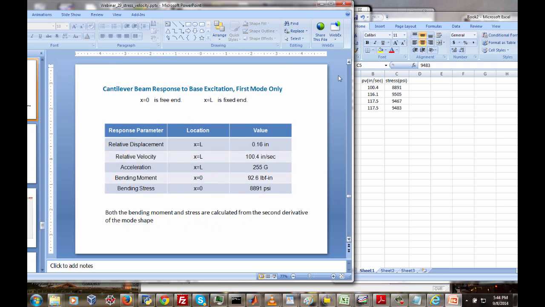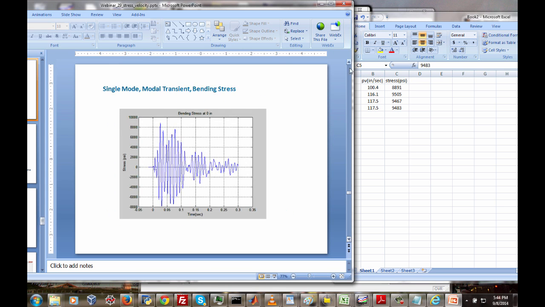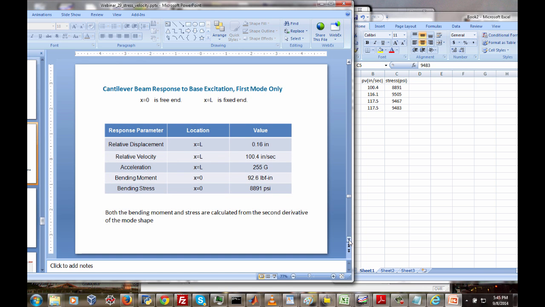And then the bending stress, including just one mode. So stress in psi versus time in seconds. And here is just some statistics showing the relative displacement. Now x equals L, I need to fix this slide.